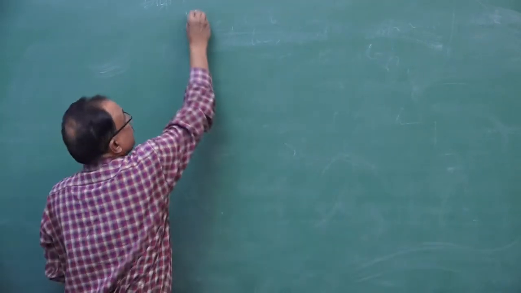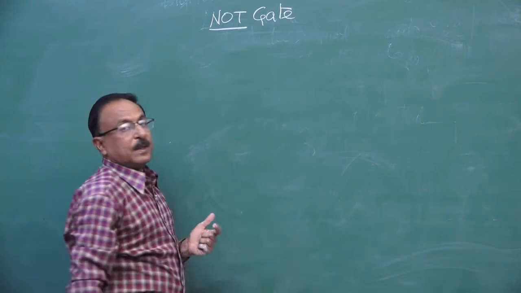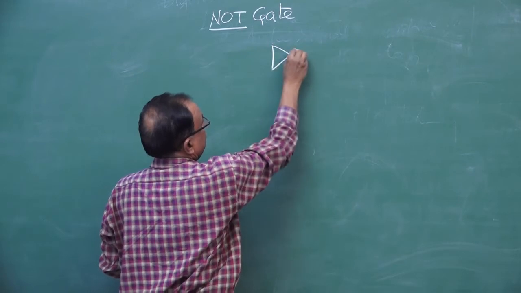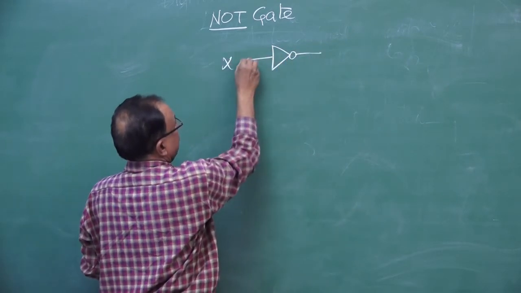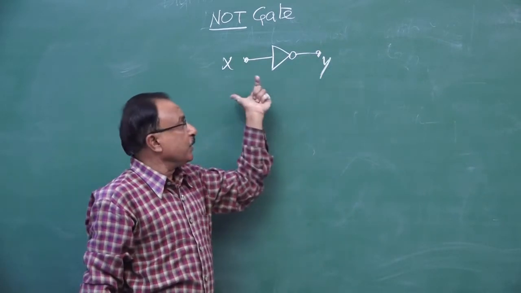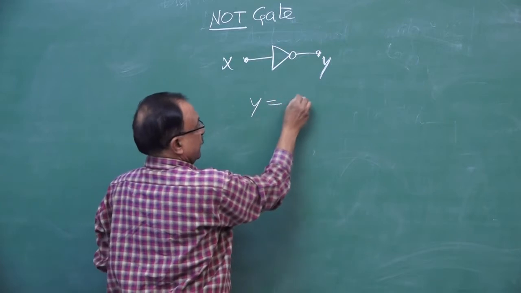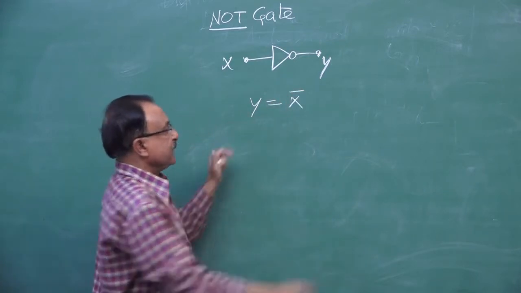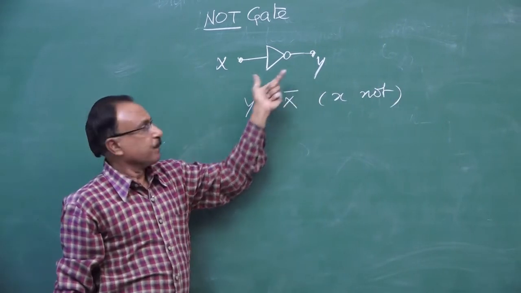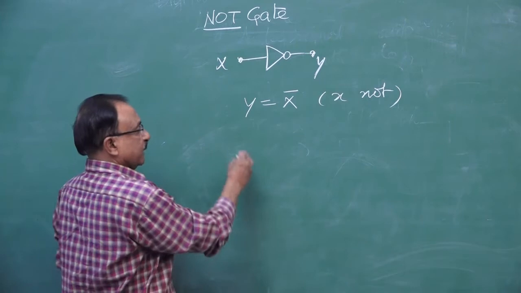The basic one is the NOT gate. The graphic symbol of the NOT gate is like this. It has one input, say X, and one output, say Y. This is the symbol of the NOT gate. What does it do? It inverts the input. The logic relation is Y is equal to X naught. We say X naught. It inverts the input, and all possible input and output combinations we can represent by the truth table.